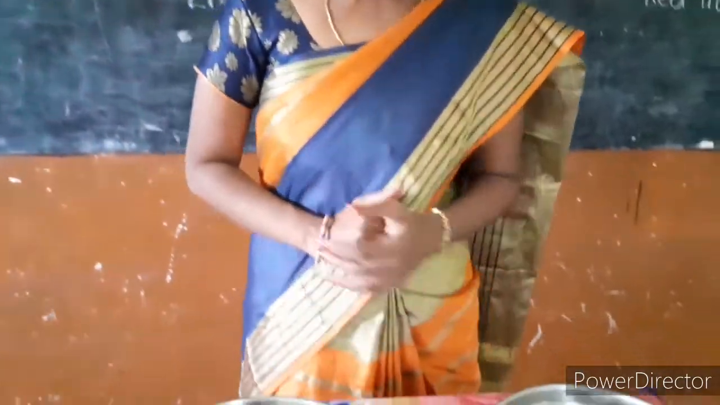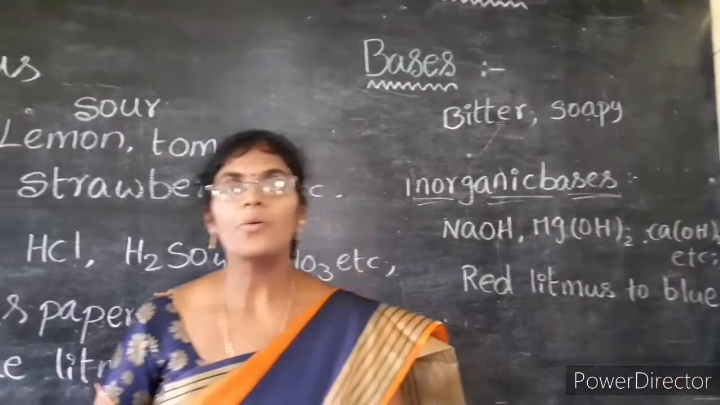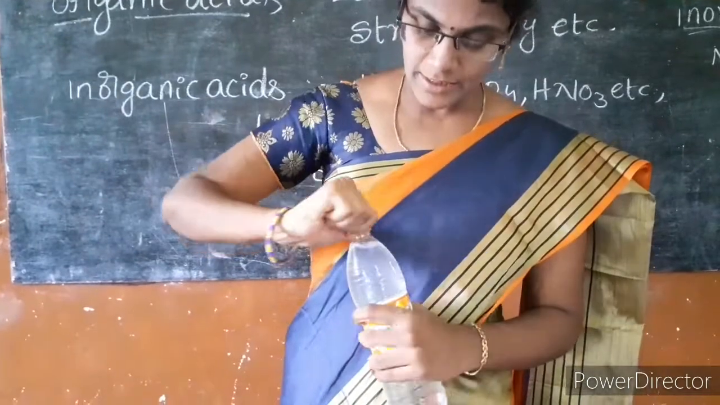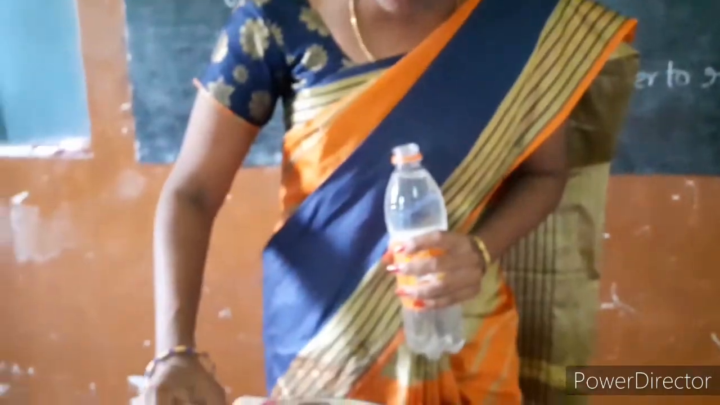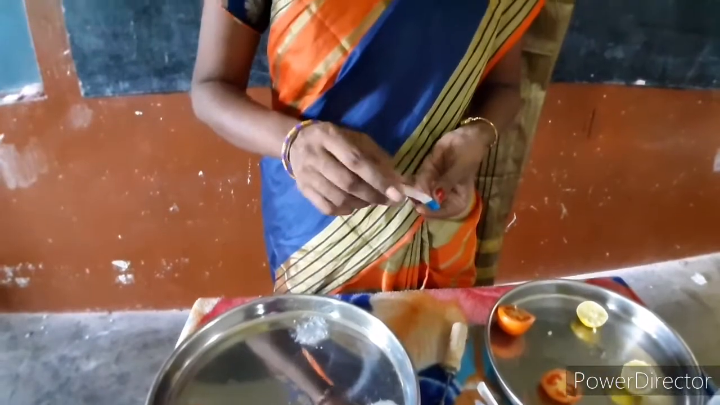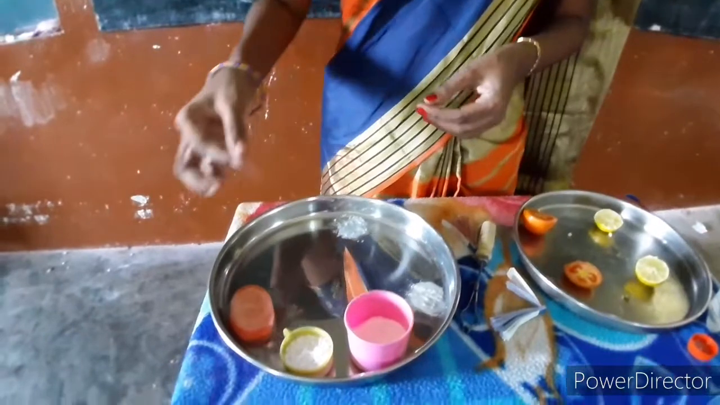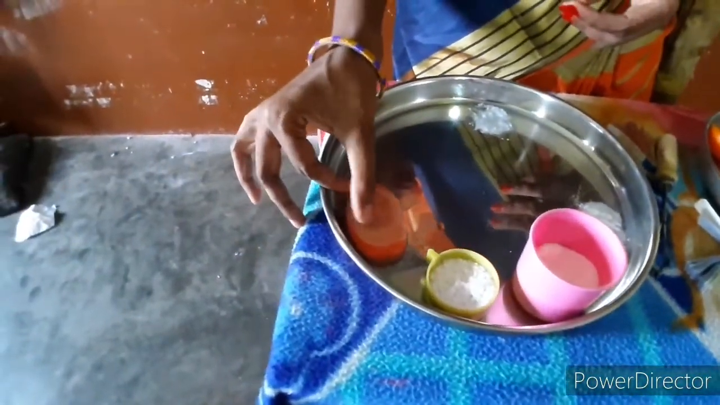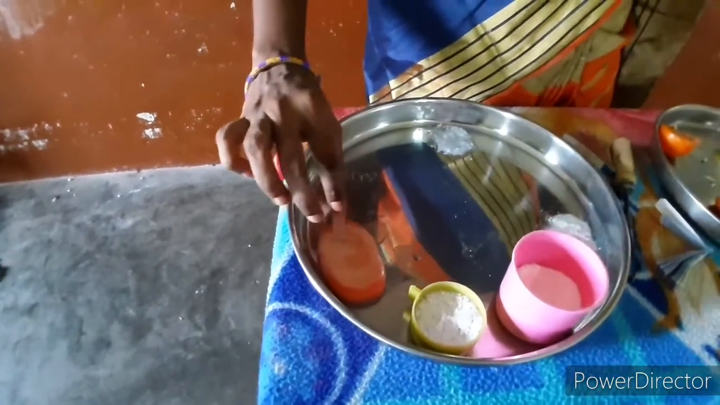come to here. These are the bases. For testing bases we will use red litmus paper. Bases turn red litmus to blue. So now I am taking some water for making it wet. Here I am taking red litmus paper. I am placing the red litmus paper on soap.